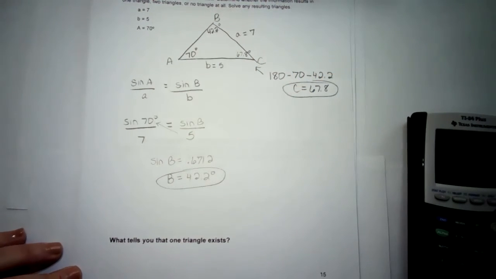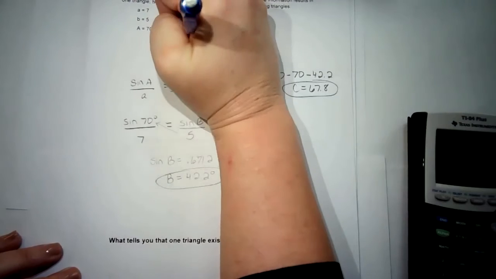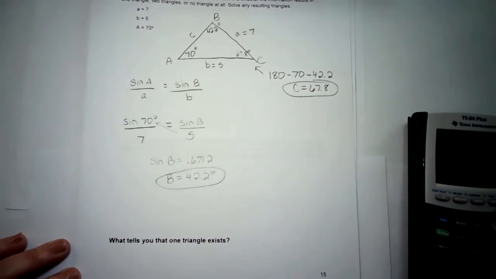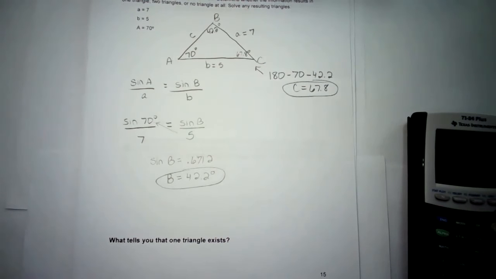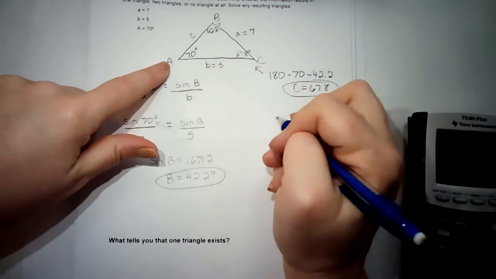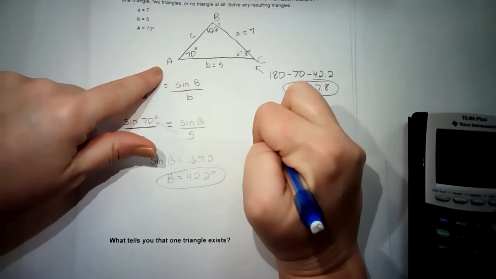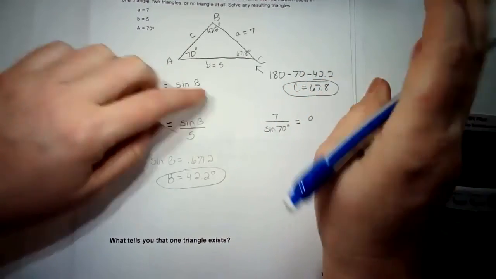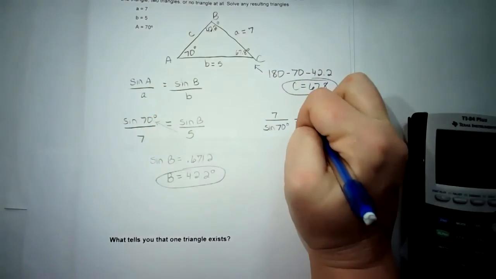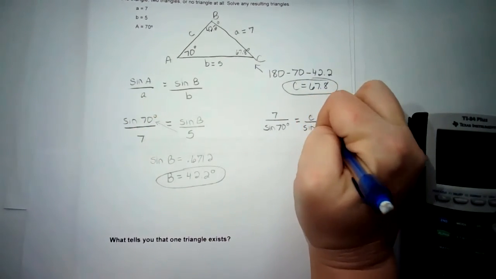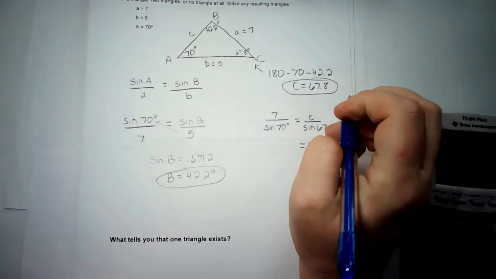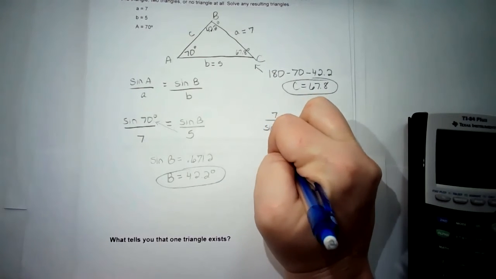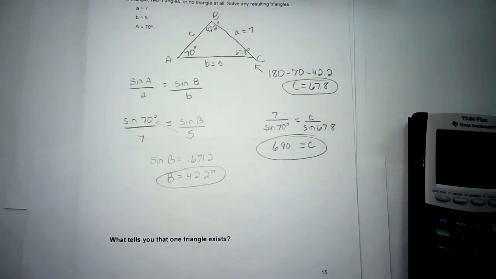Okay, there we go. All right, now I'm still going to need side C. Since I'm looking for a side, I'm going to use the law of sines, but I'm going to put the sides on top because that's what I'm solving for. I'm going to use the A because that is what was given to me. Put side C on top, I'm solving for him, divided by sine of 67.8. That's going to give me a C of 6.90.